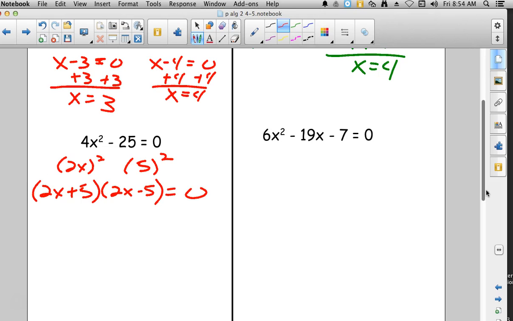Now some people will look at that and they'll be able to say, hey, x equals 5 halves and x equals negative 5 halves. But for most of us, it's going to take at least this first step here to go, oh yeah, I'll have to subtract 5 and then divide by 2.